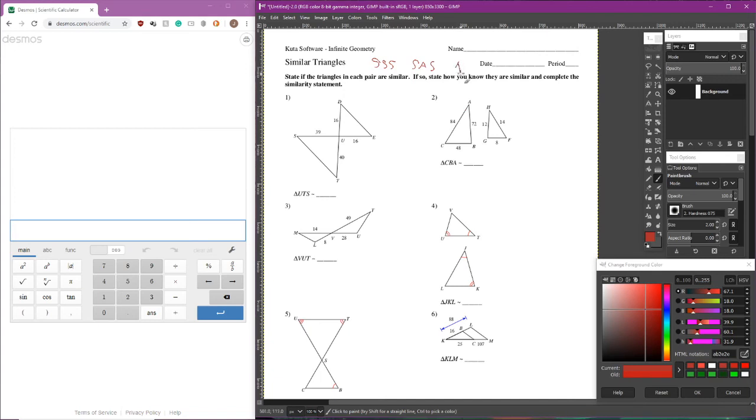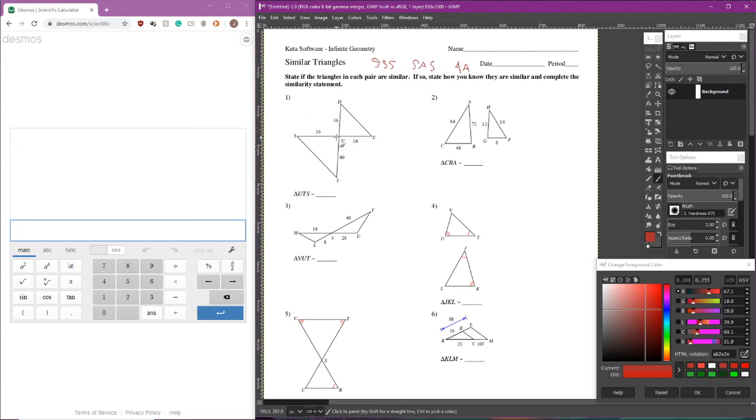Also, if you had two angles on both of the triangles that were the same, then those triangles would be similar. So the directions to this page say state if the triangles in each pair are similar. If so, state how you know they're similar and complete the similarity statement. So first of all, we're going to look at these problems and see if side, side, side works, or maybe side, angle, side, or maybe angle, angle would work.